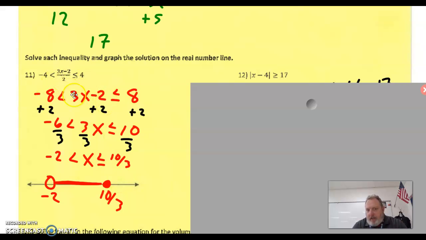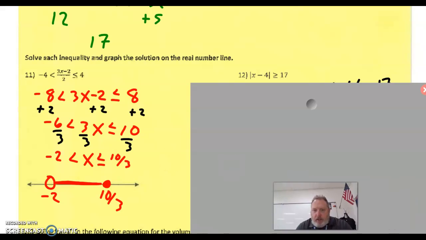Again, if you want to separate this out, negative 8 less than 3x minus 2, and do that half first, and you do 3x minus 2 less than or equal to 8, and do that half second, you'll get down to the same result, so that's fine.